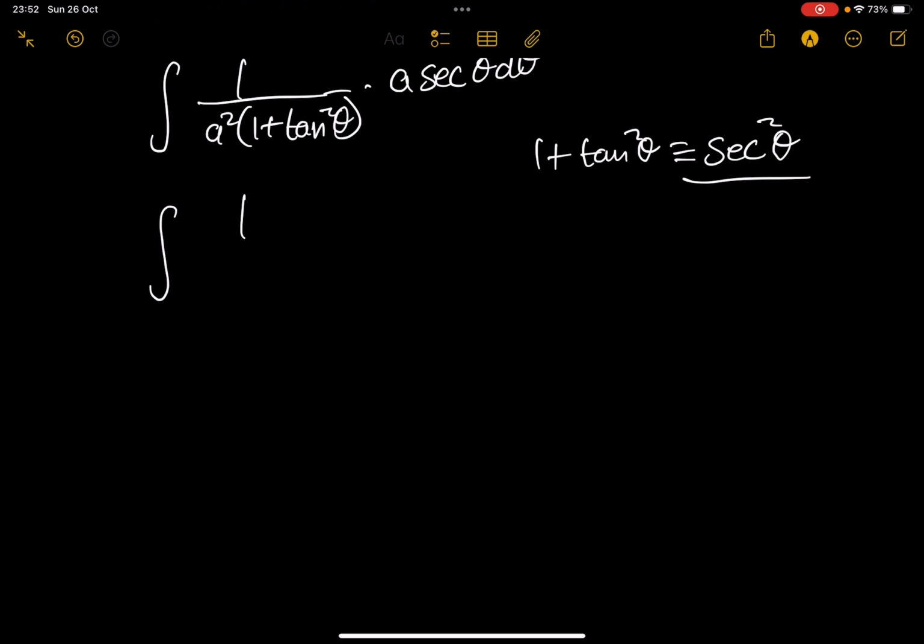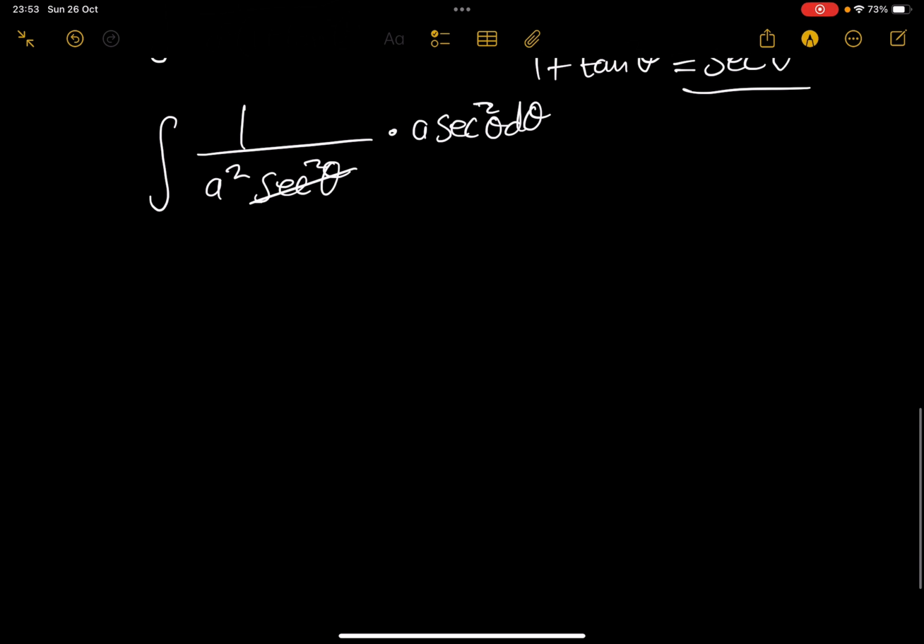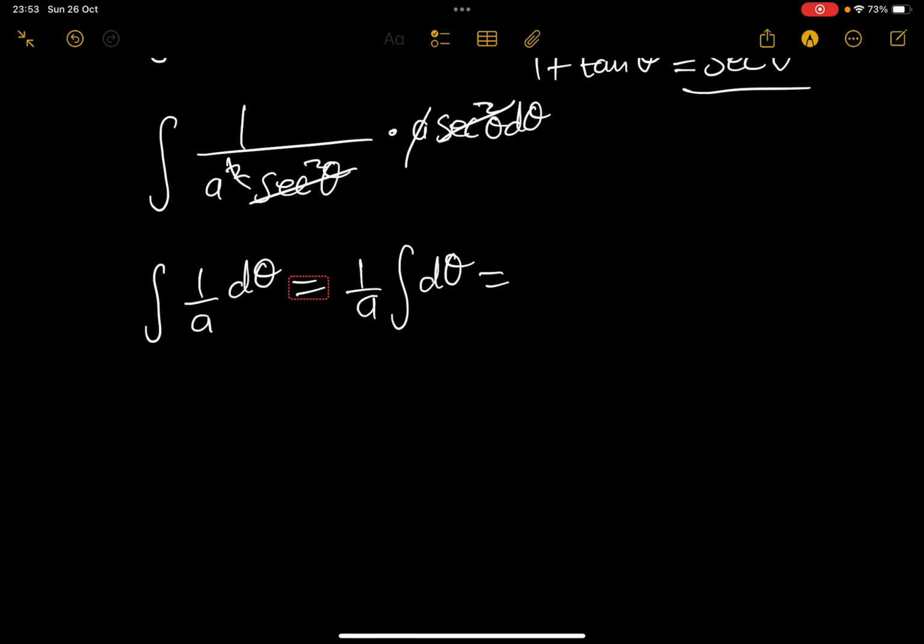So the integral of 1 over a squared sec squared theta times a sec squared theta d theta. From here you can see that these cancel each other, and you're left with the integral of 1 over a d theta. This integral is 1 over a times the integral of d theta, which is 1 over a theta plus c.